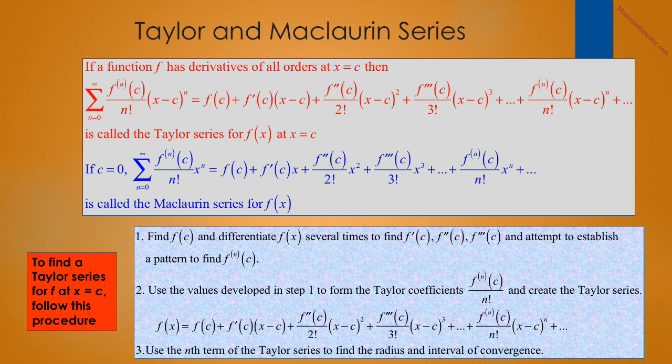and create the Taylor series, which is f of x will equal f of c plus f prime of c times x minus c plus f double prime of c over 2 factorial x minus c squared plus f triple prime of c over 3 factorial x minus c raised to the third plus the nth derivative at c over n factorial x minus c raised to the n. We then must use this nth term of the Taylor series to find the radius and interval of convergence.